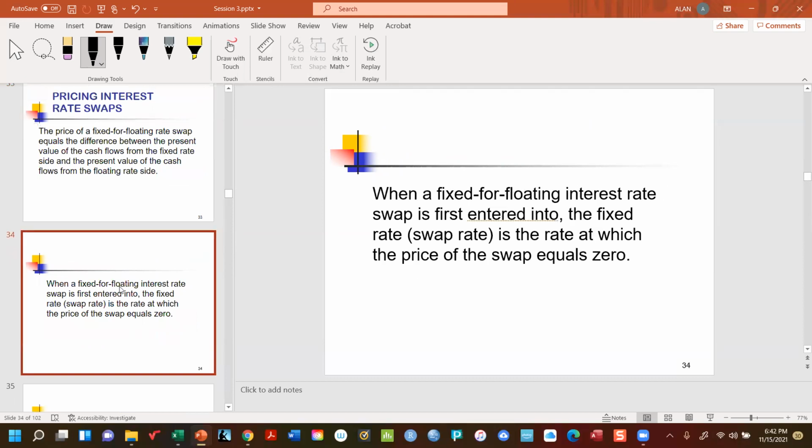By the way, when these are entered into, usually, not always, but usually, it's set up to ensure that the value is 0 to both counterparties. After that, it can change every day because the floating rate can change. The fixed rate can't change, but the floating rate can. So we start out with an agreement which has the same value to both sides. Therefore, the value is zero, but that will change almost right away when the floating rate starts moving around.